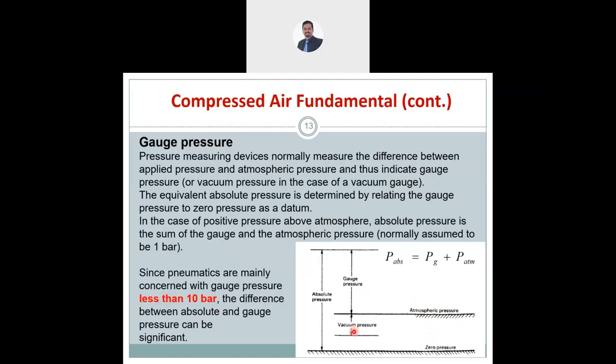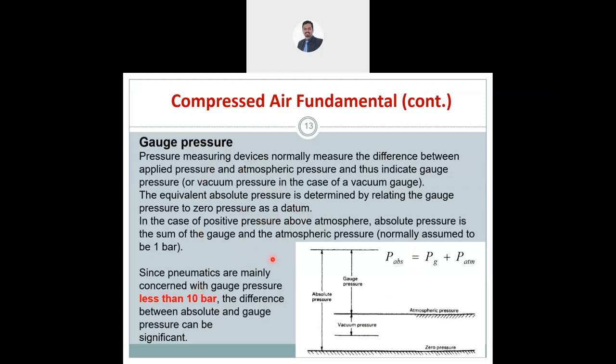Okay, then you have a vacuum pressure. Vacuum pressure maksudnya kurang daripada atmospheric pressure. So dia kena minus lah. Okay, so katakan yang ni adalah 10 bar. So yang ni maybe 7 bar. So you vacuum pressure adalah 3 bar. You boleh baca dekat sini, yang kena baca.